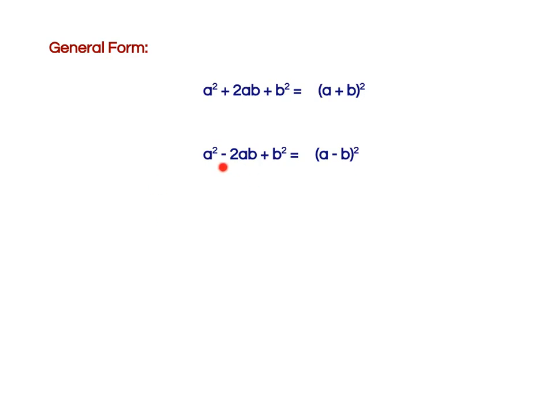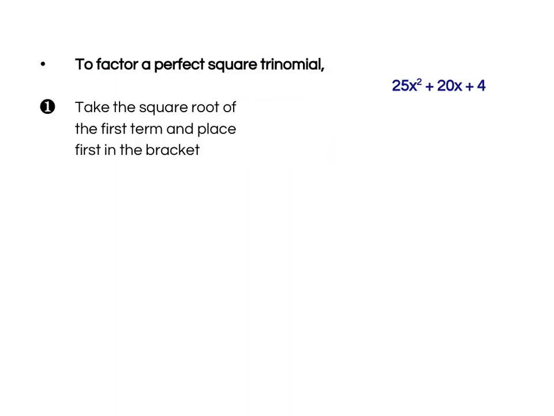Okay, but we also might have the case where that middle term is a negative value, in which case the factored form will look very much like the first example, but we're going to see a subtraction between the two terms instead. All right, let's move on to the steps in factoring a perfect square trinomial.